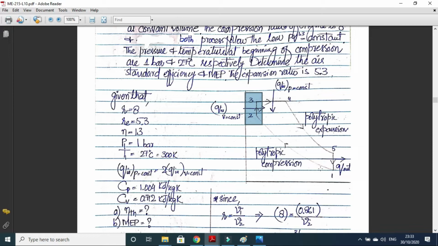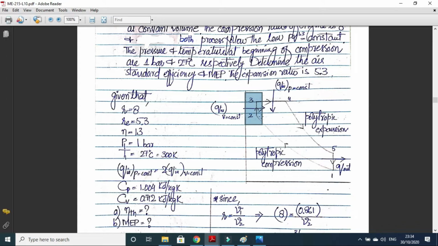Are you getting my point? So my point is that normally in the idealized cycles, the compression process is isentropic, and also the expansion process is isentropic. Isentropic means adiabatic. Adiabatic means no heat transfer. So we are safe. But in this numerical, 1 to 2 is polytropic compression and 4 to 5 is polytropic expansion. So there will be heat transfer taking place during these processes.